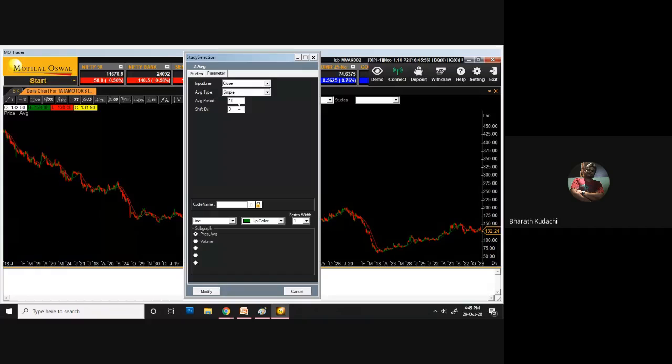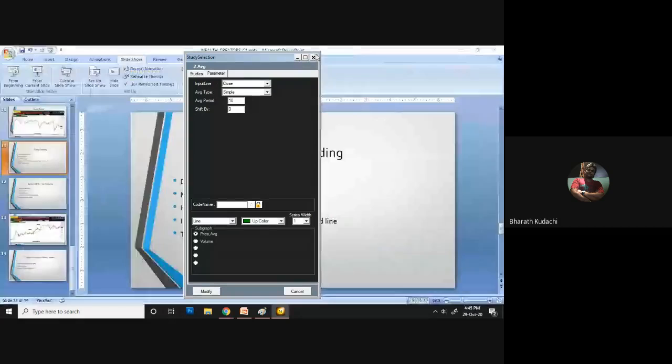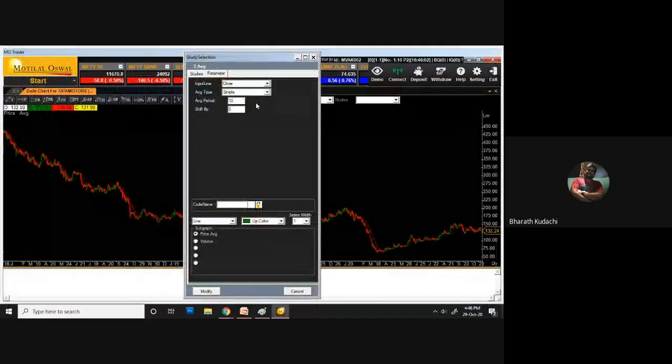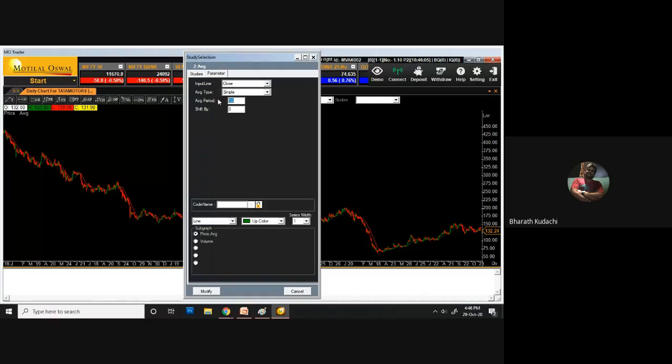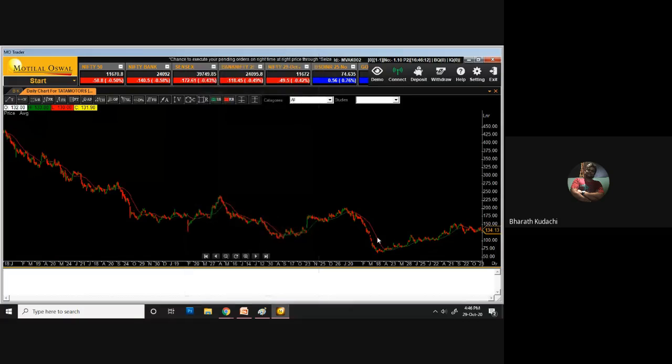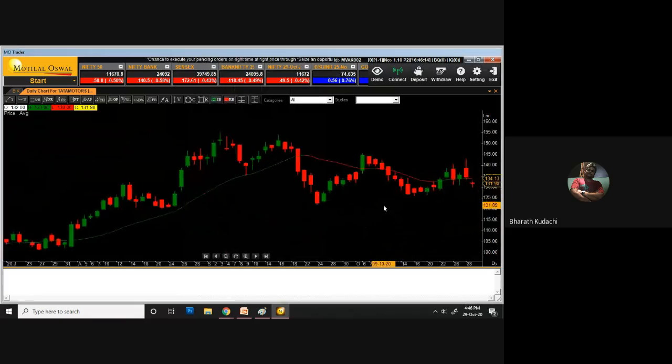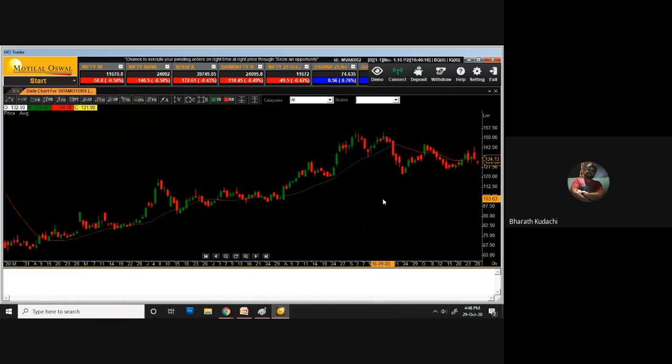In the moving average parameters, I'm going to take the average of 20 days. I'll modify it, and I've got a line. You can see it here. So why is this moving average important?